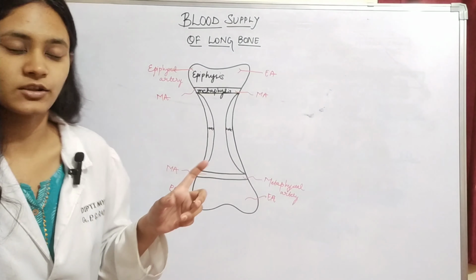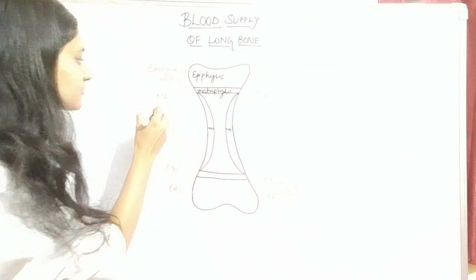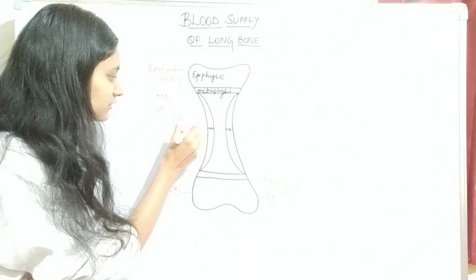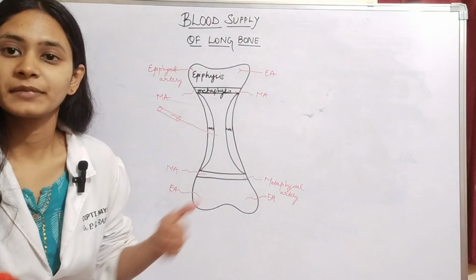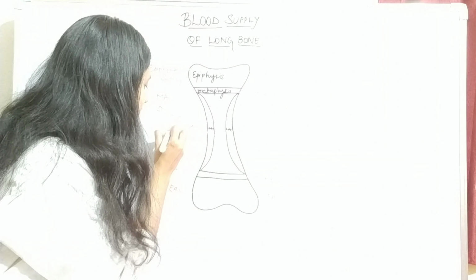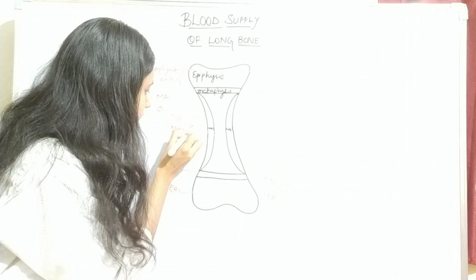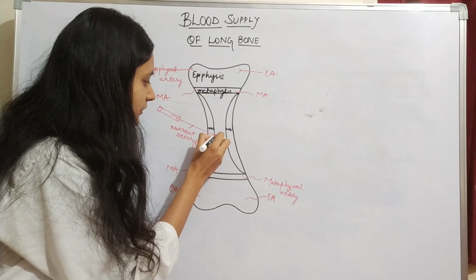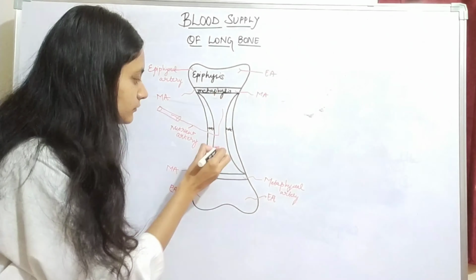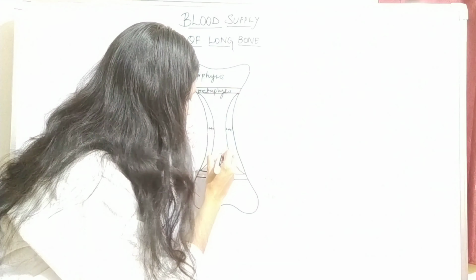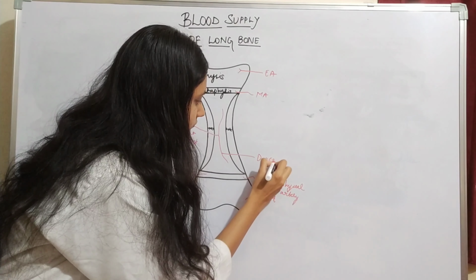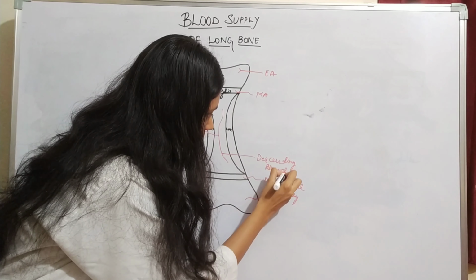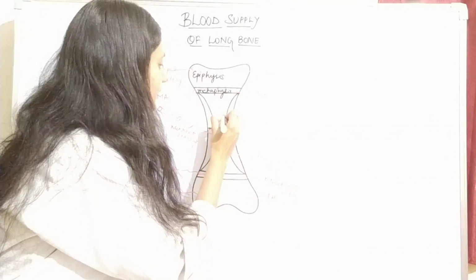Now here there is a concept of nutrient foramen. We have a nutrient foramen, a canal-like structure from where the nutrient artery will enter your medullary cavity region. This is the nutrient artery. Now this nutrient artery will enter the medullary cavity and form an ascending branch and a descending branch.